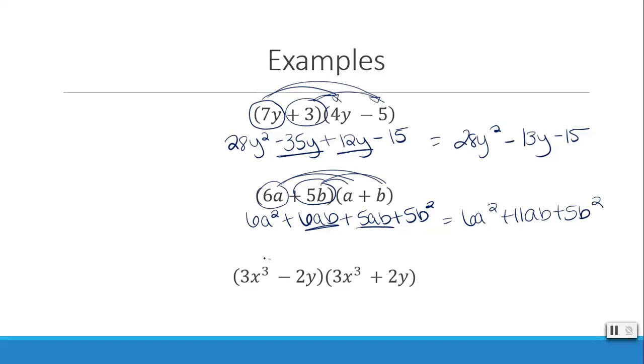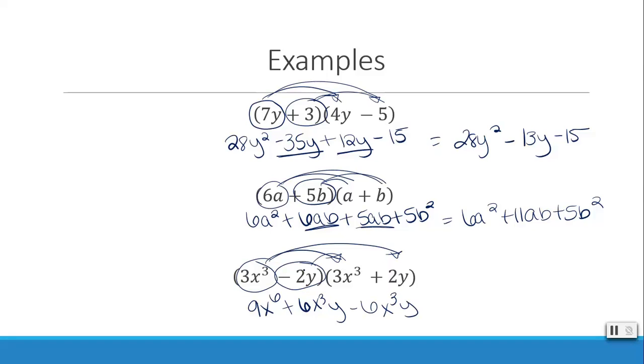And then the last one, I'm going to take 3x to the 3rd and distribute it to both of these two. So 3x to the 3rd times another 3x to the 3rd is going to give me 9x to the 6. Again, remember you're adding exponents. Distribute it to the last one is going to give me 6x to the 3rd y. I'm going to take negative 2 and distribute it here, which is going to give me negative 6x to the 3rd y.